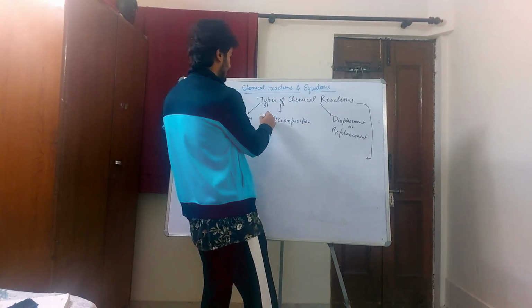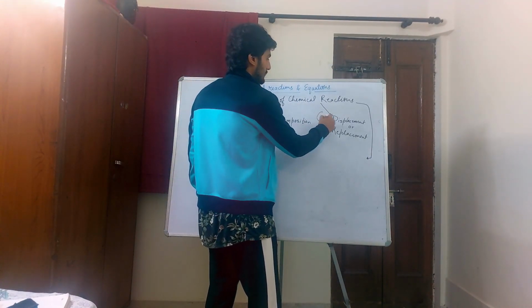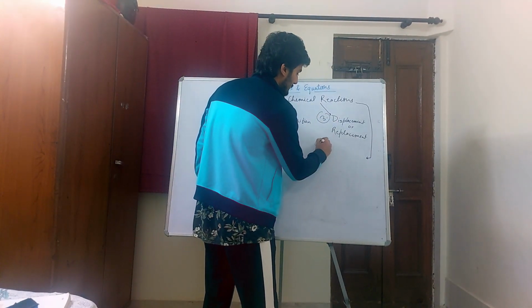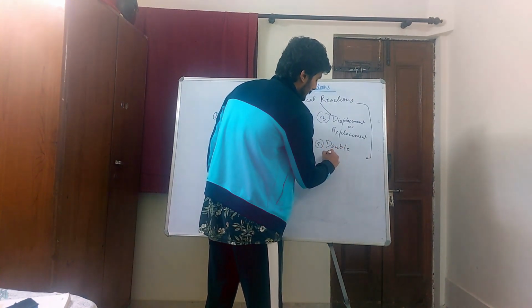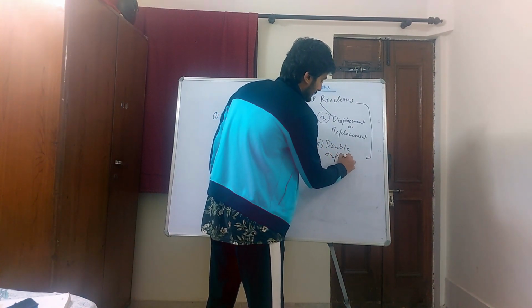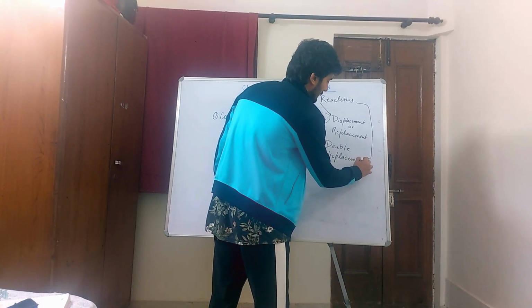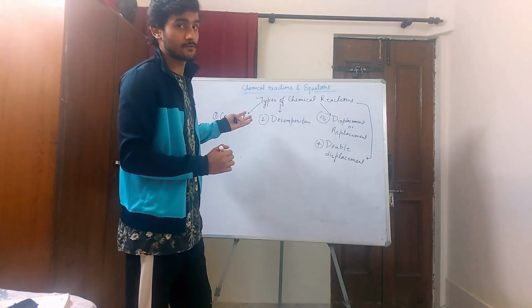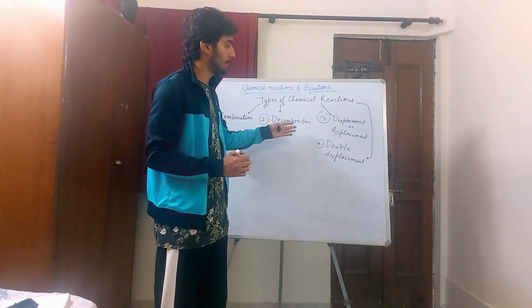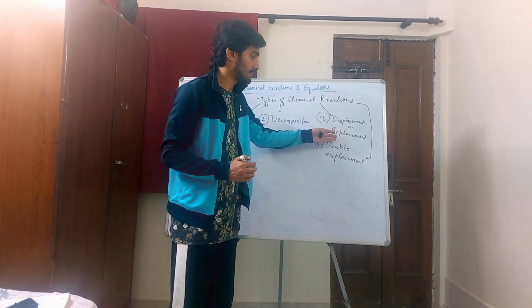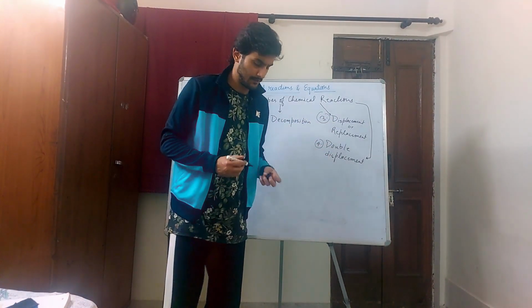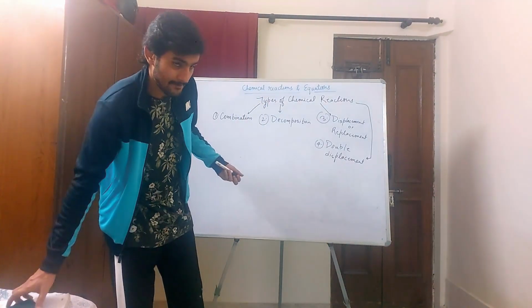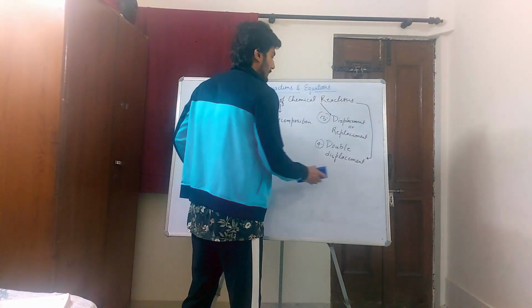So this is your second, this is your third, and your fourth is double displacement. So these are the four types of reactions which we will study: combination, decomposition, displacement or replacement, and then double displacement or double replacement, we can say. So let's start them one by one.